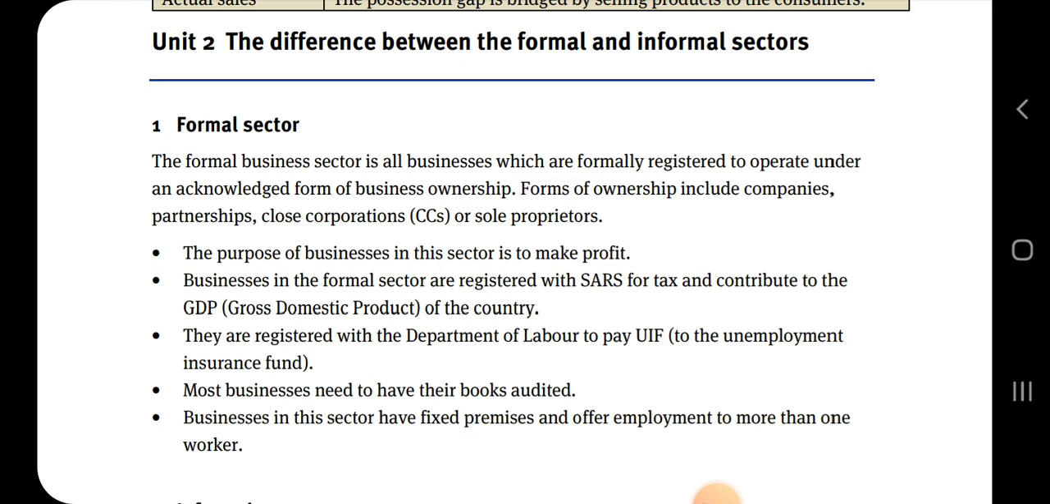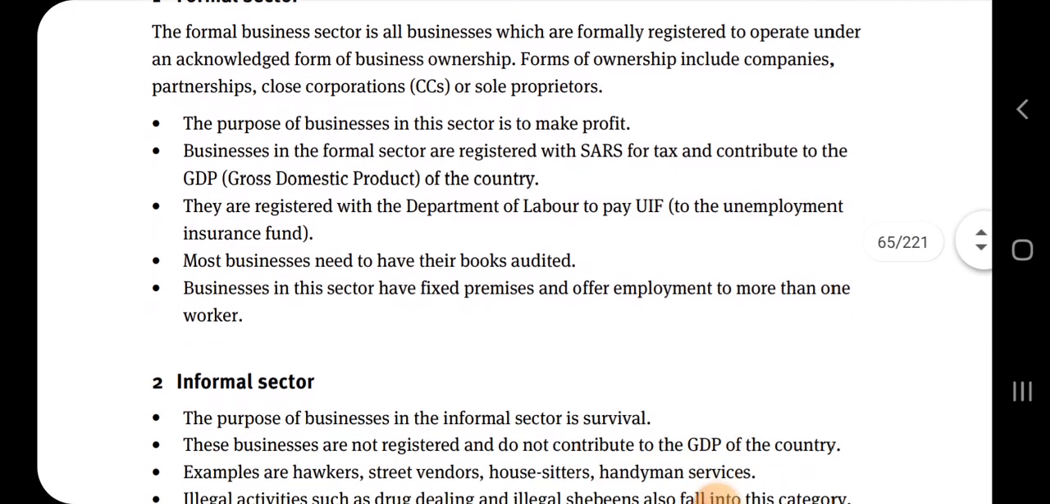Now, the purpose of businesses in this sector is to make profit. Okay, their aim is to make profit. Businesses in the formal sector are registered with SARS, which is the South African Revenue Services, for tax and contribute to the GDP of the country. They are registered with the Department of Labor to pay UIF, the Unemployment Insurance Fund, and most businesses need to have their books audited if you are in a formal sector. Businesses in this sector have fixed premises and offer employment to more than one worker. We are in the formal sector.